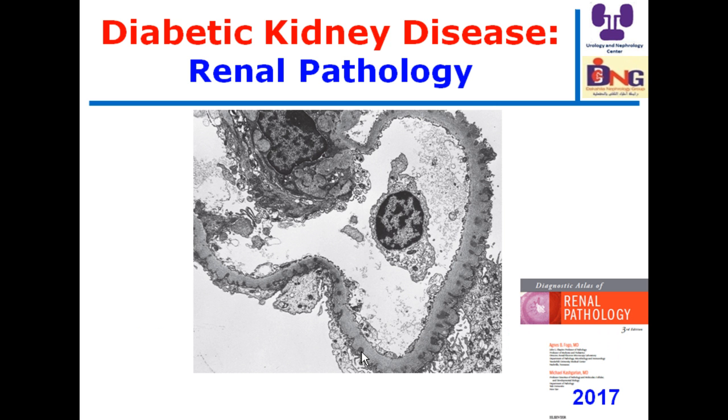This is an example, the electron microscopic appearance of non-diabetic kidney disease. If you look here, this is the endothelium, the endothelial side of the basement membrane, and the epithelial side. What do you see? This is the deposit, either subepithelial like this or intramembranous. So this is the classic membranous nephropathy in a diabetic patient.